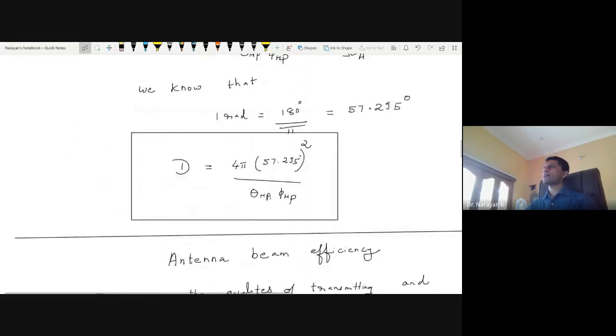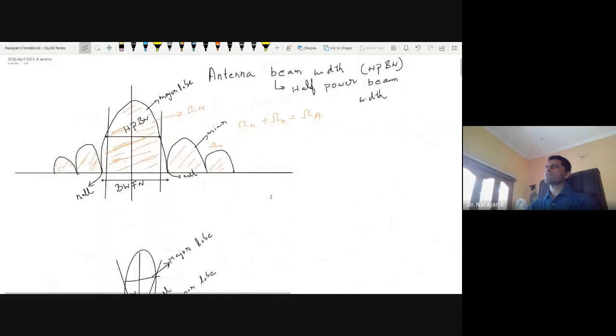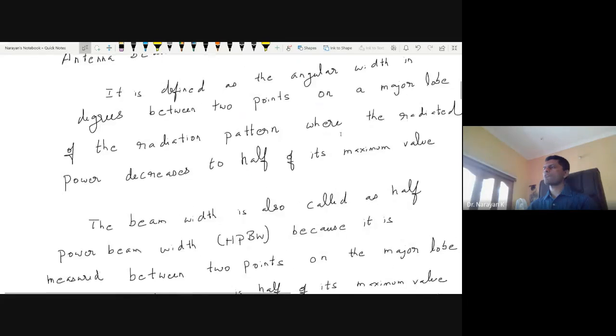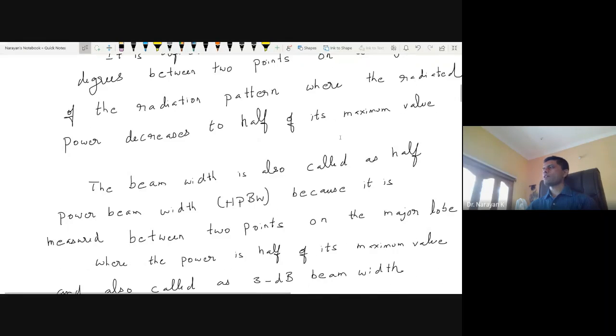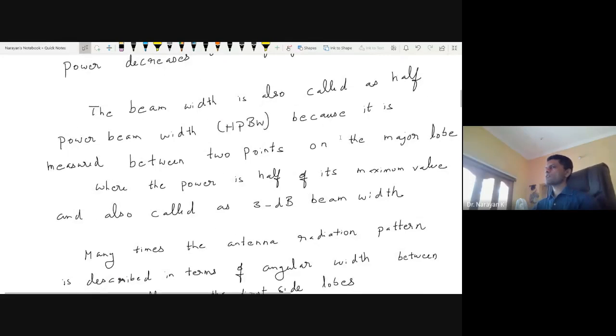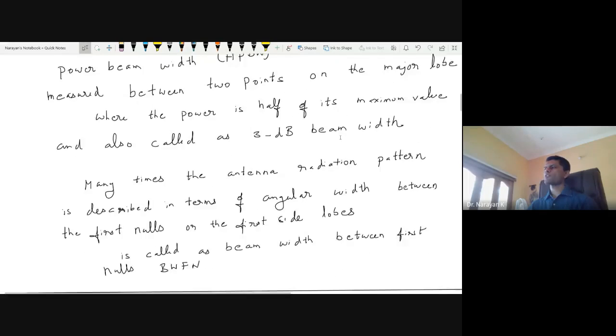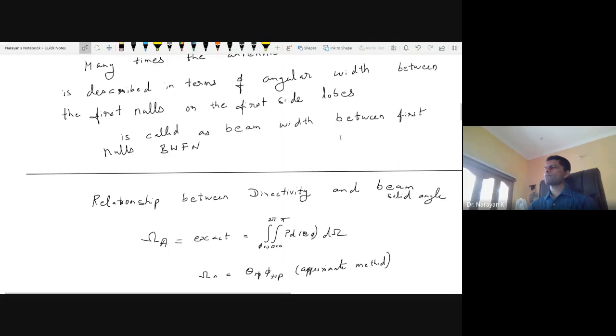So before ending the class, what have we understood today? We have understood what is antenna beam width, also called the half power beam width of the antenna. Half power beamwidth is defined as the angular width in degrees between the two points on the major lobe of the radiation pattern where the radiated power decreases to half of its maximum value. It is called the half power beamwidth because it is measured between two points on the major lobe where the power drops to half of its maximum value. The other parameter is the beamwidth between the first nulls.